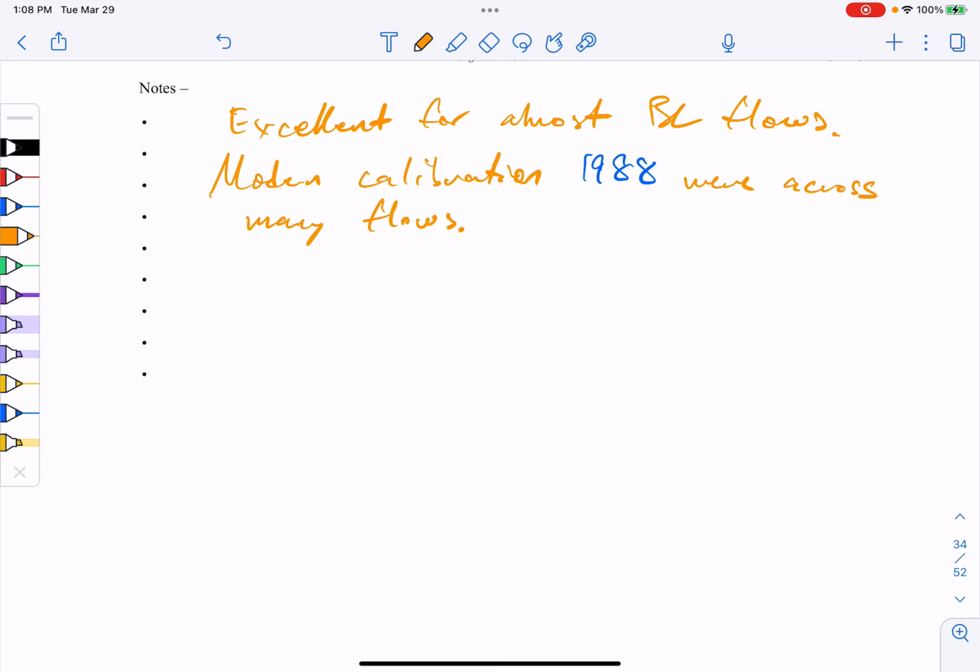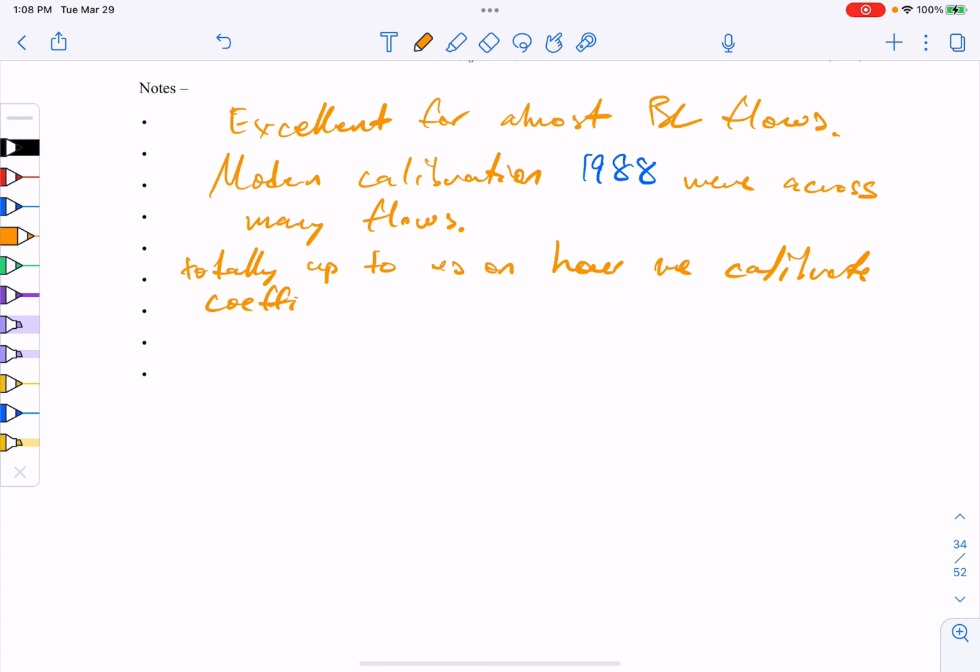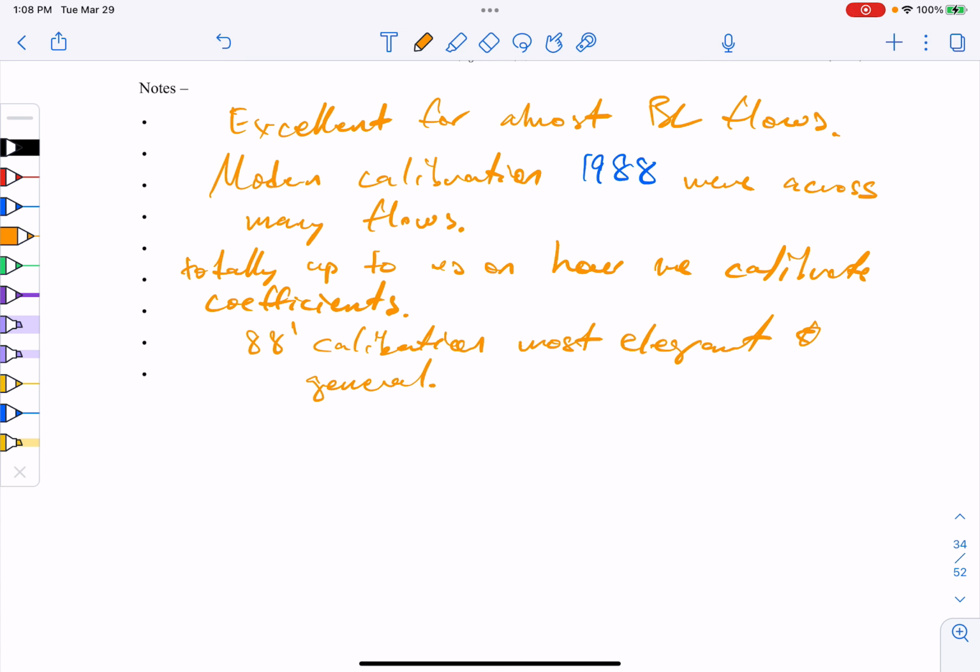It's totally up to us on how we calibrate coefficients. But that being said, the 88 calibration, I would think, is most elegant in general. And that's probably why it's seen as one of the standard k-omega models.